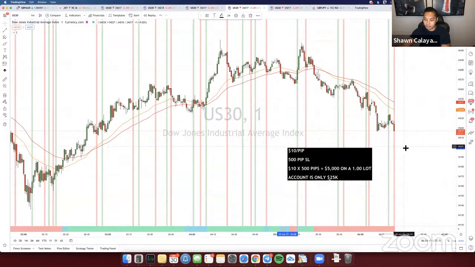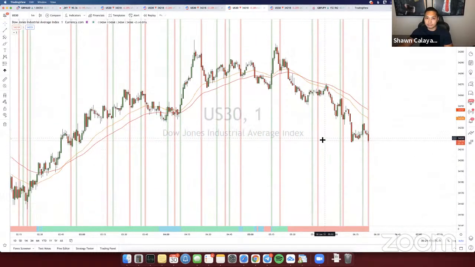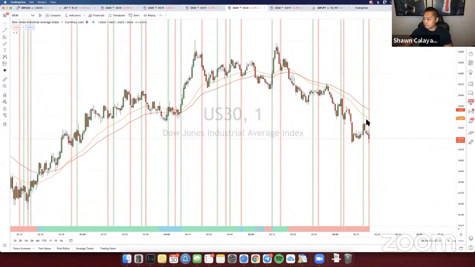So good to know that you figured that out. But yeah, definitely use proper lot sizes for yourself moving forward for your account.